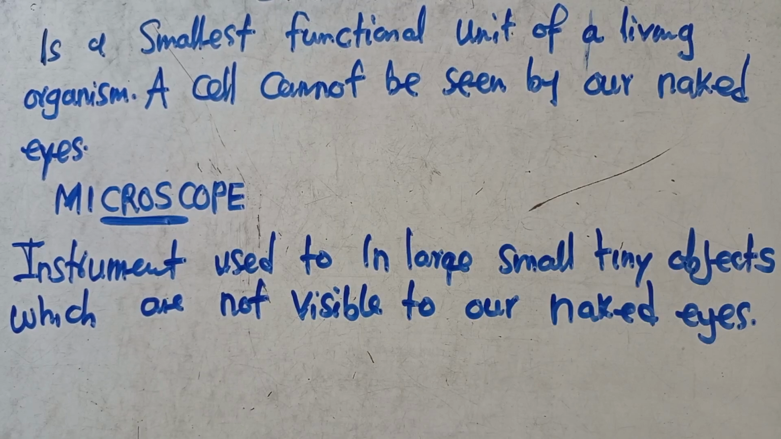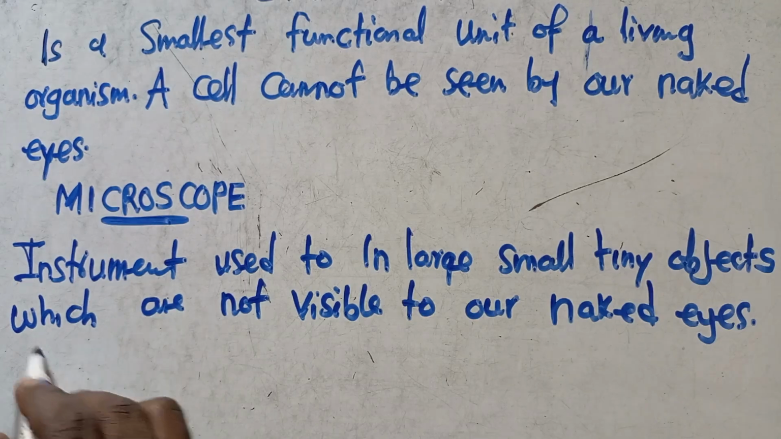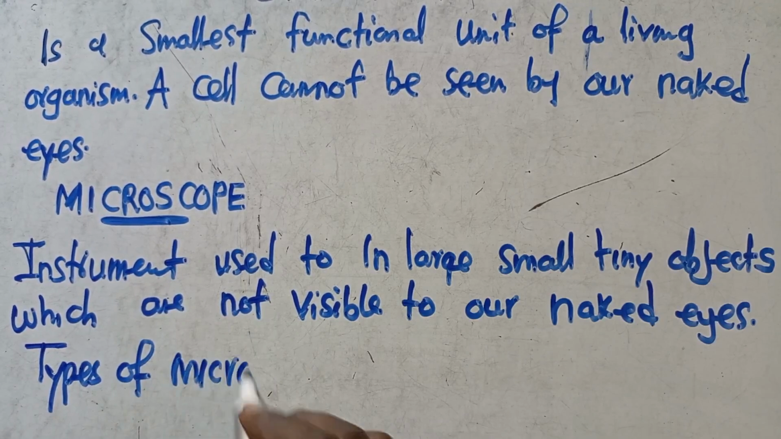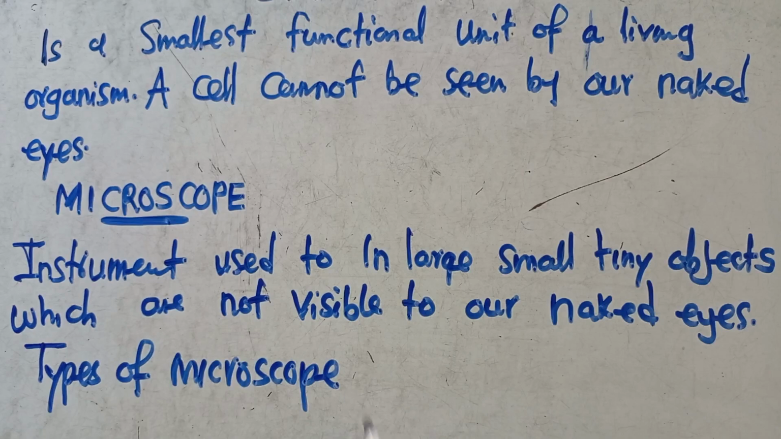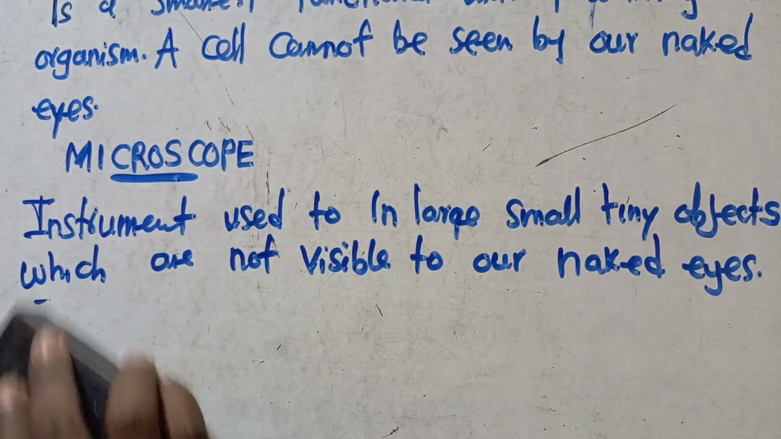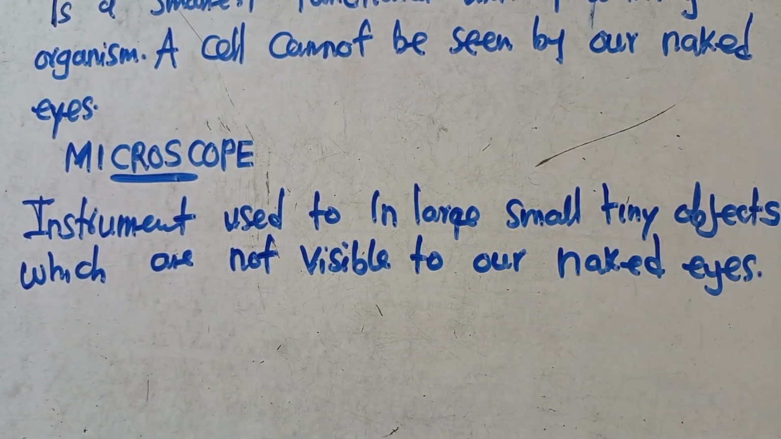After understanding this, there is another thing that you also need to understand, which we call types of microscope. So we are talking about types of microscope. I want you to be a student that is able to research. The next time we meet, we are going to start on the types of microscope that each student is supposed to know.